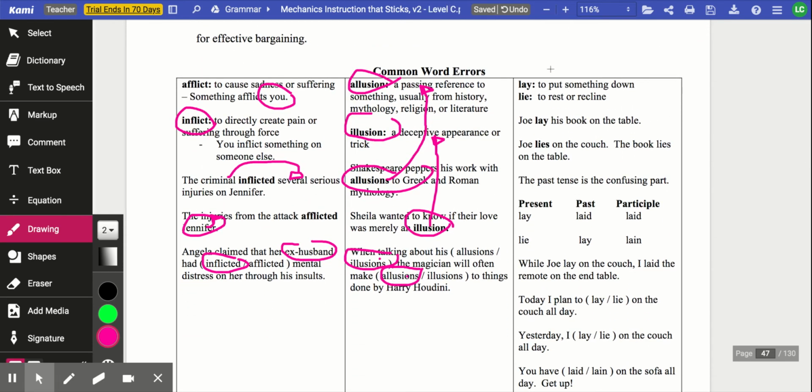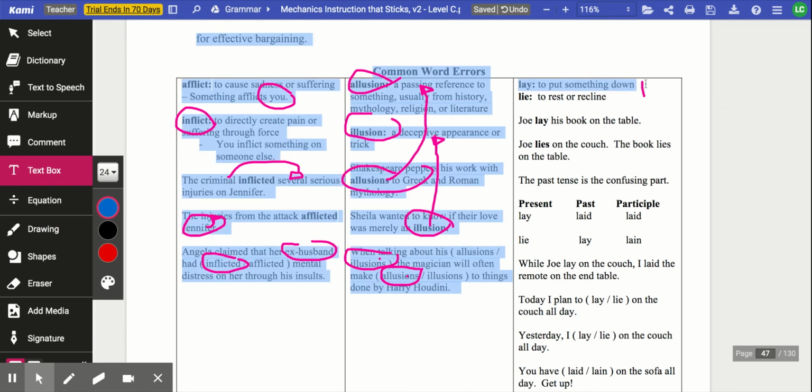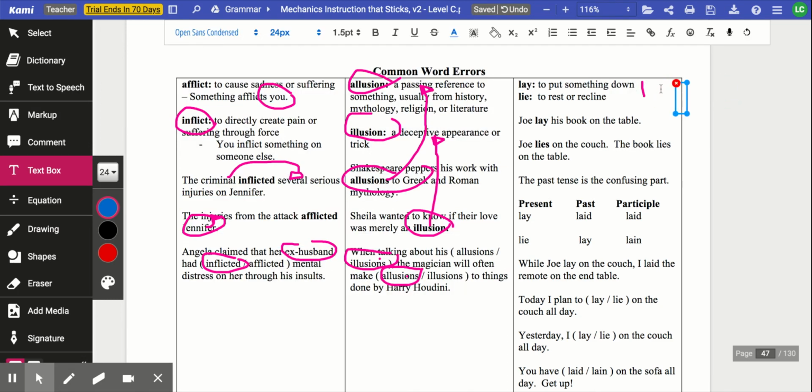All right, now this is one that is probably most confusing for students. Lay versus lie, okay? Lay means to put something down, okay? I think about you guys, and I don't think I can type this out, but I'll add a little text box real quick right here. Okay, so lay means to put or place, okay? And I'll show you how I kind of remember that. There we go. Lay means to put or place.